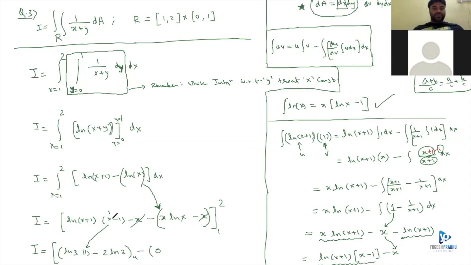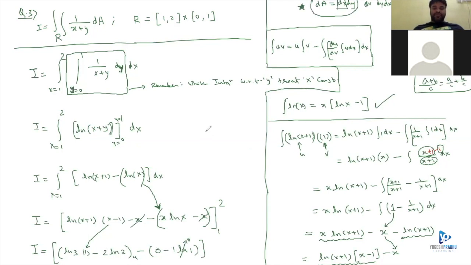Why didn't we write the ln for the lower limit? Because that's a 0, right? Everything is 0. 0 minus 1 times ln 1. You know ln 1 is 0? Yes. The whole part is 0.